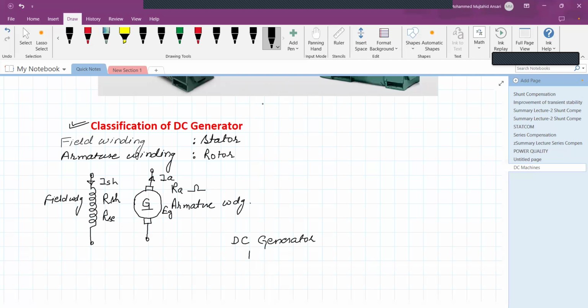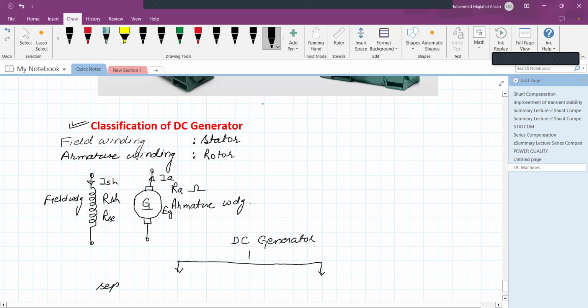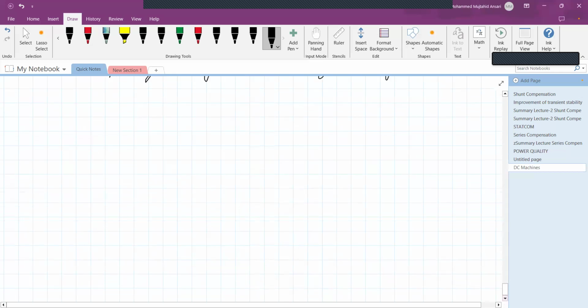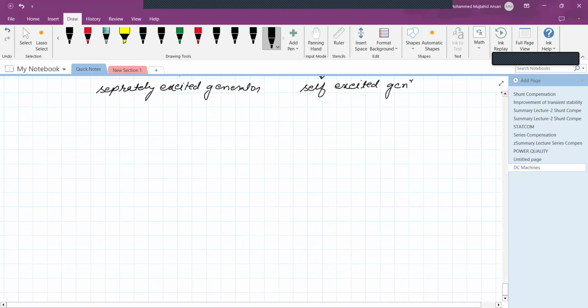So the DC generator is classified into two major parts. One is the separately excited generator, and the second is the self-excited generator. So separately excited generator and self-excited generator.